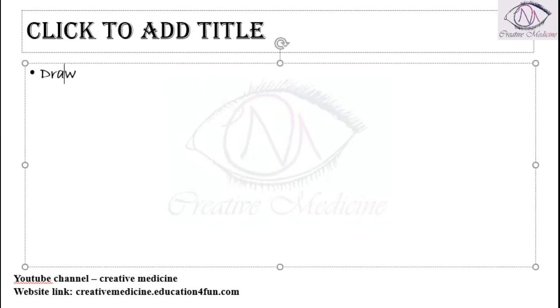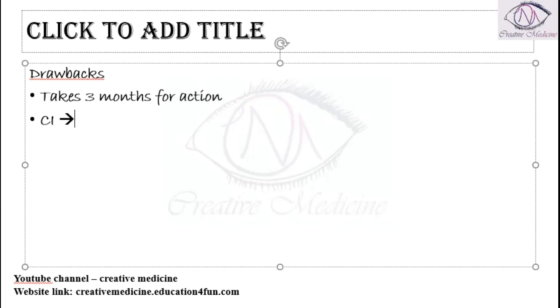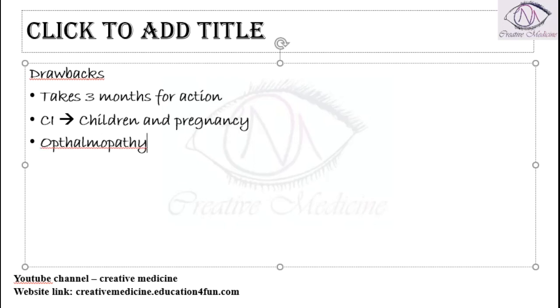Then drawbacks of iodine 131. It takes around 3 months for iodine 131 to act. The main contraindications are: it is contraindicated in children, and also in pregnancy because it is a radioactive substance. It is also contraindicated in ophthalmopathy because it causes progression of ophthalmopathy.